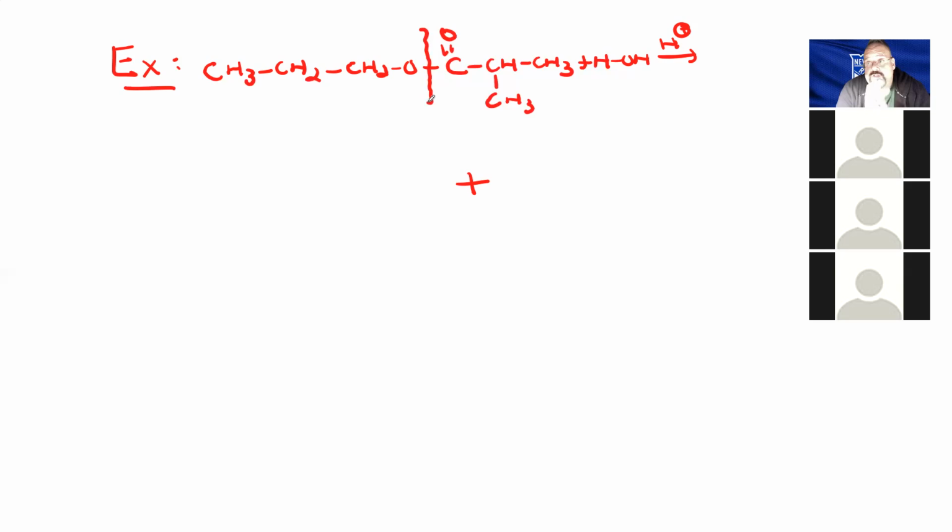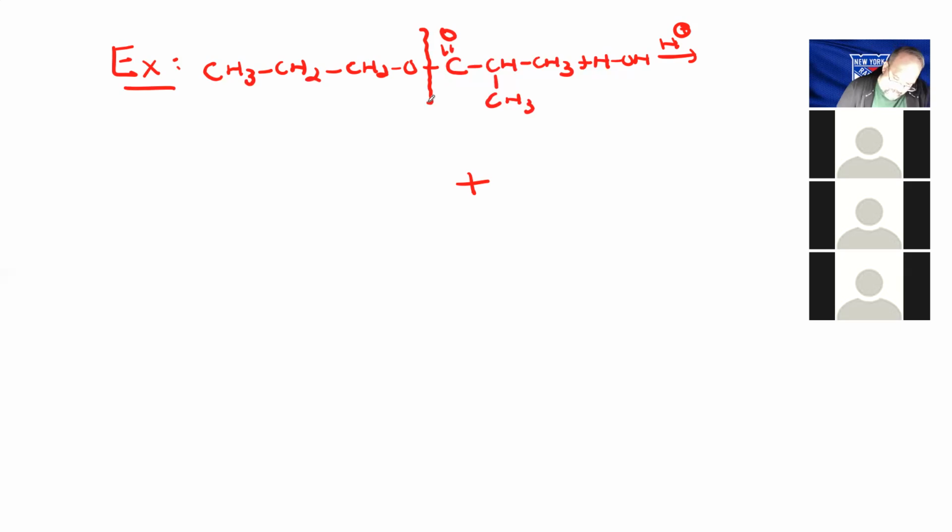Now, in this case, which part is the carboxylic acid portion? The carboxylic acid portion is to the right. And in this case, the alcohol portion is to the left. It's okay. We just have to be able to identify it correctly.